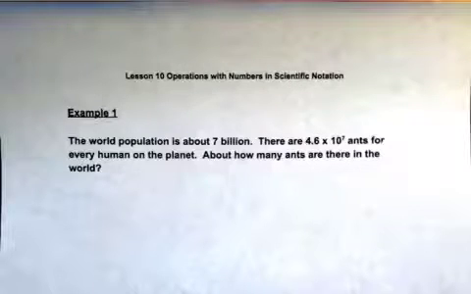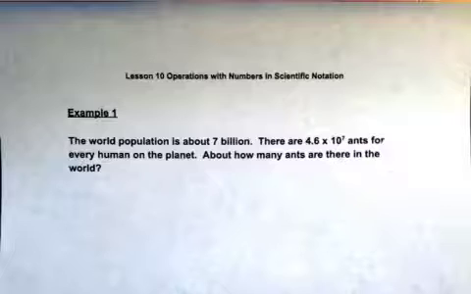Okay, so it says here the world population is about 7 billion. There are 4.6 times 10 to the 7 ants for every human on the planet. About how many ants are there in the world? Well, again, using the numbers and entering into the calculator is no big deal, but trying to figure out what operation am I going to use? Am I going to use addition, subtraction, multiplication, or division? Well, here let's take a look at the Snickers example.